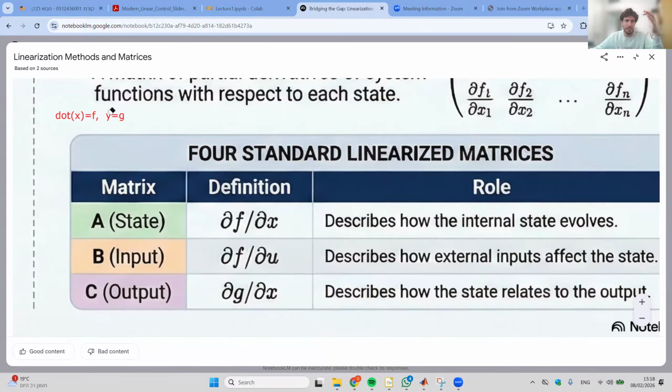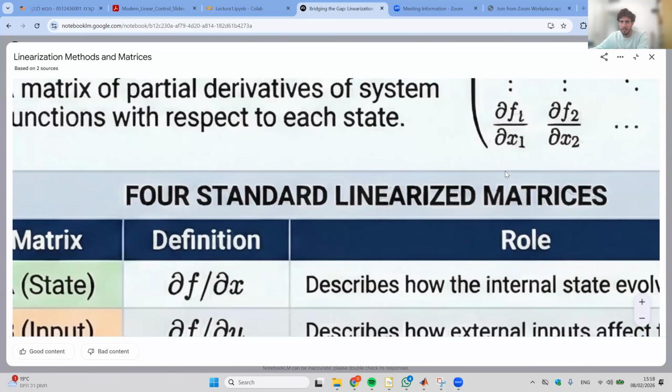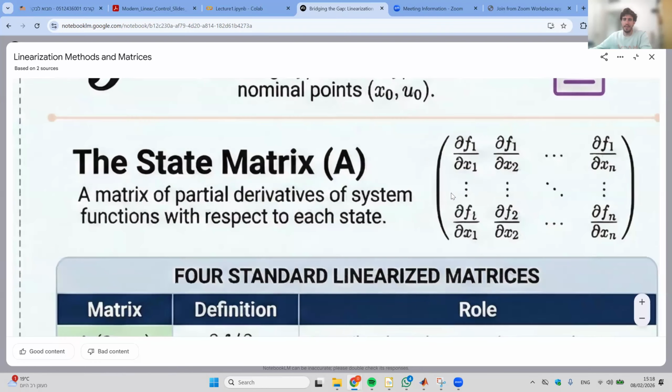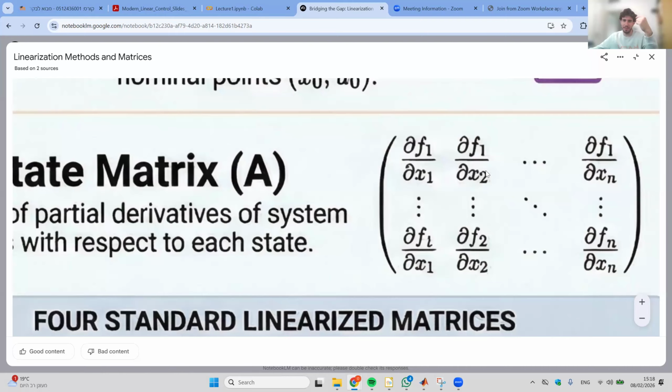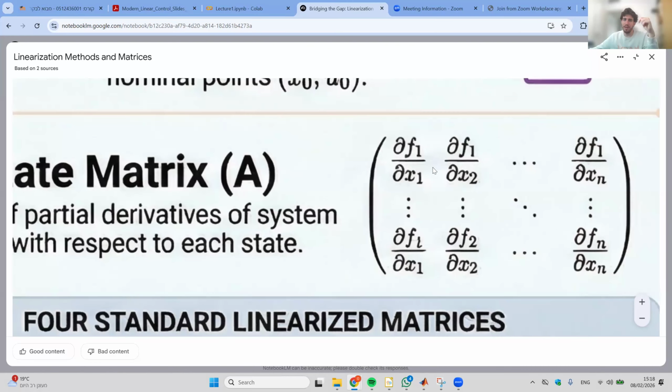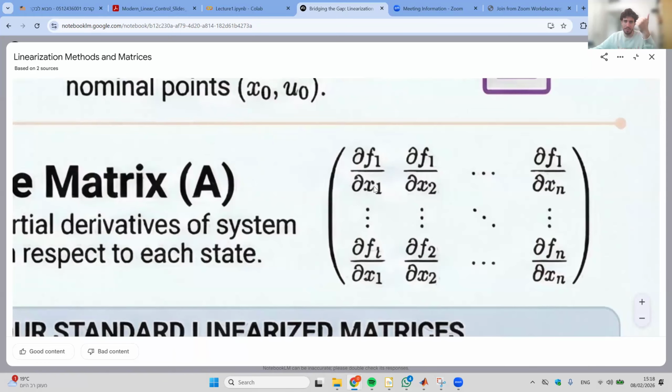So what does it mean? Here we have an example with A. So to compute A, we take the first entry of the vector f, and we differentiate it with respect to x1, this will be the first element of A, then with respect to x2, this is the second, and so on. So taking the ith row of A is taking the ith entry of f, and then differentiate it with respect to x1 up to xn. This will give all the entries of the ith row.